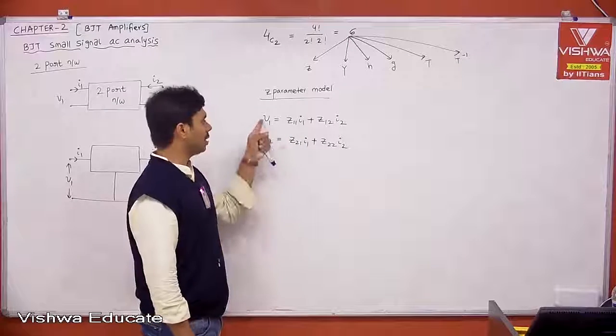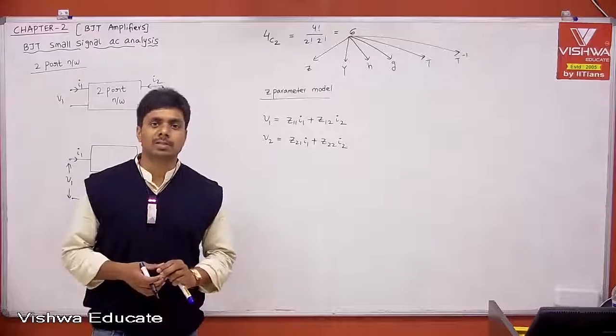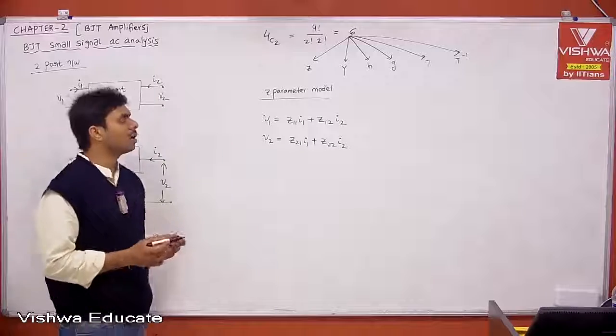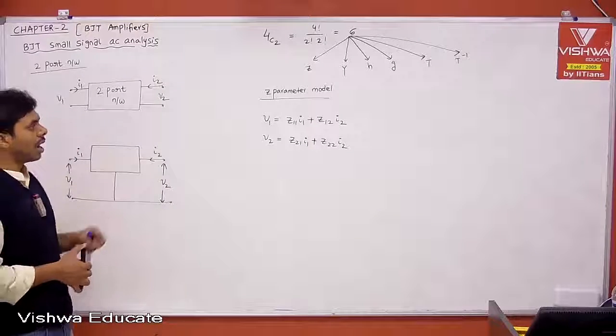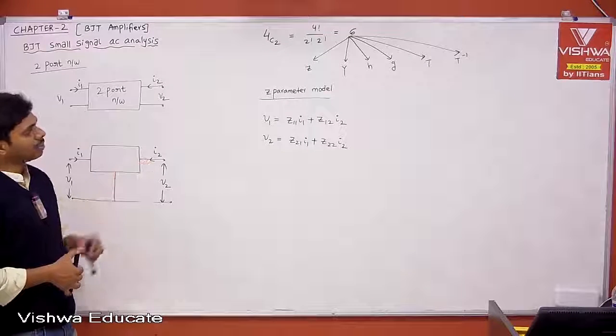Whatever it may be, it is always a ratio of voltage and current. Therefore, this is the impedance parameter. Using the impedance parameter or Z parameter model, we are trying to replace the black box with these equations, and if you know Z11, Z12, Z21, Z22, there is a methodology to find those parameters.